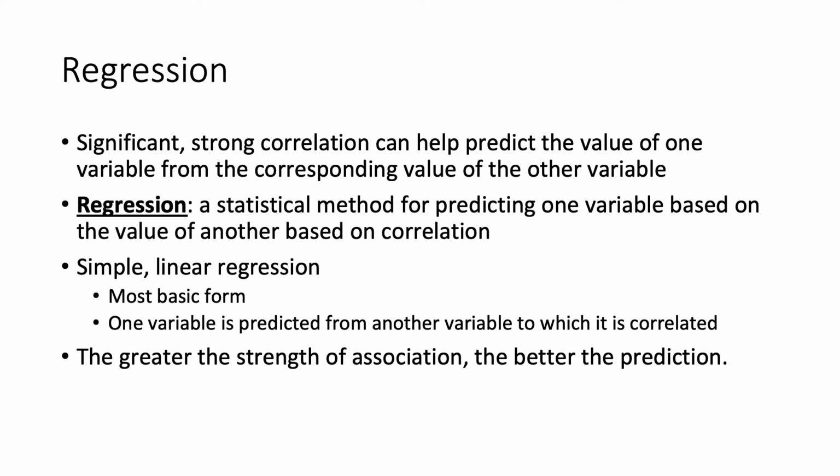An example of regression is calculating body fat percentage from skinfold testing. The values from the skinfolds are placed into a regression equation to predict an individual's body fat percentage. The most basic form of regression is simple linear regression, where one variable is predicted from another variable to which it is correlated. So the greater the strength of association, the better the prediction.